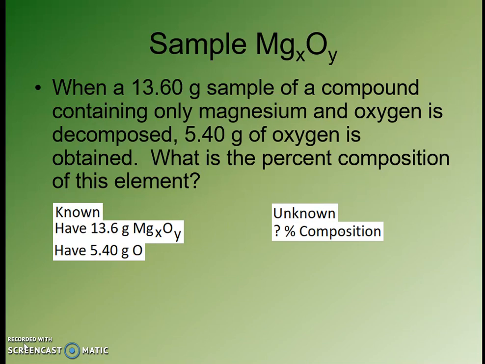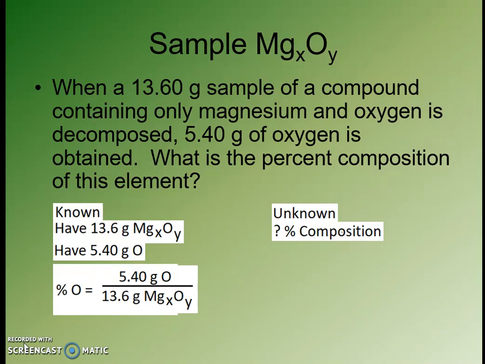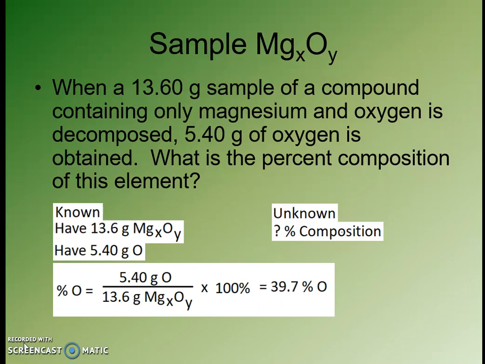So again, I need a part over whole. This is really simply done for the oxygen. Since I already have the part and I have the whole for the compound, I can just put that 5.4 grams of oxygen over the 13.6 grams of the entire magnesium-oxygen compound times 100%, and I find that there's 39.7% of oxygen within this particular compound of magnesium and oxygen.